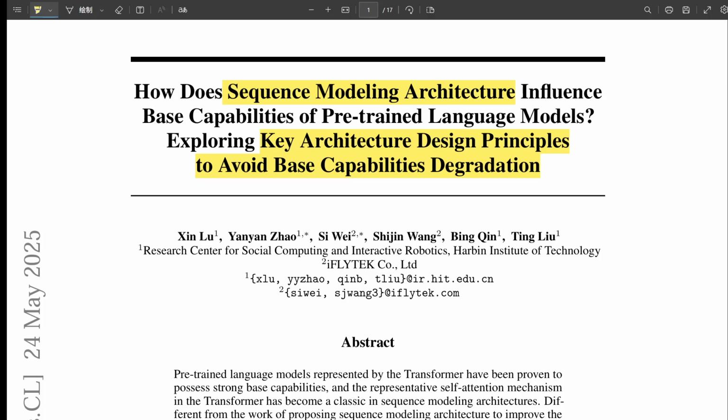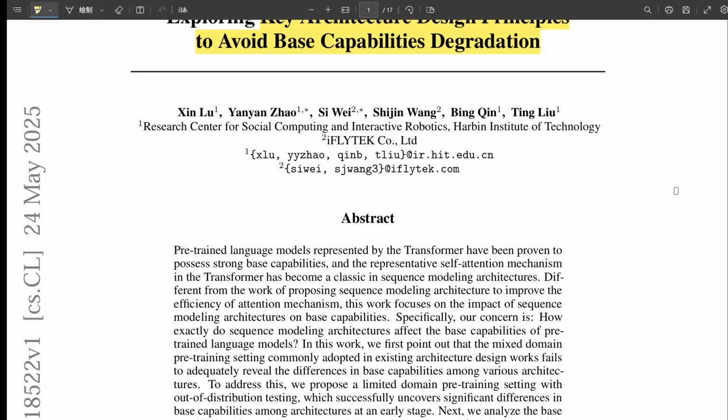And that's precisely the question this academic paper you shared tackles head on. Let me get the title right. How does sequence modeling architecture influence base capabilities of pre-trained language models? Researchers from Harbin Institute of Technology and iFlight Tech. Yeah, Xinlu, Yanyan, Zhao, Siwei, Shijin, Wang, Bingchen, Ting, they're really digging into that core question. How do these different architectural approaches fundamentally change those base capabilities?